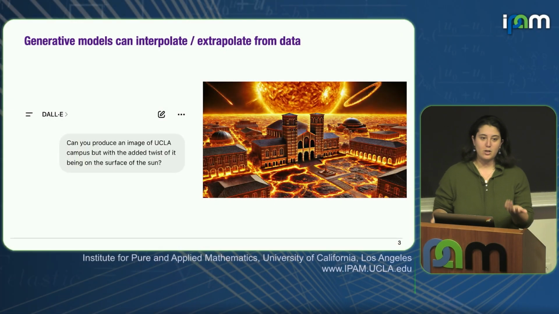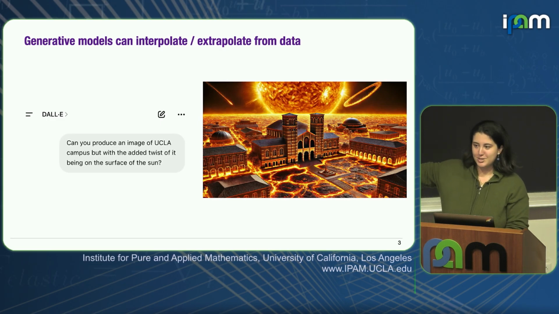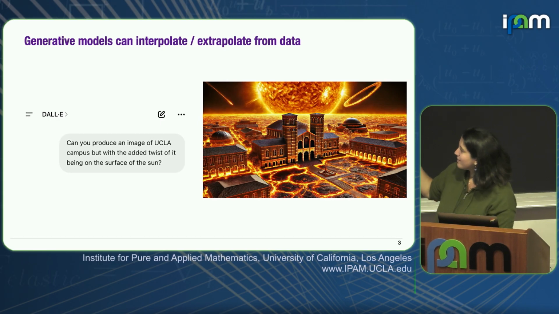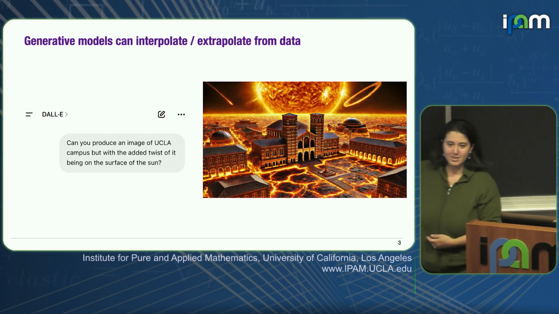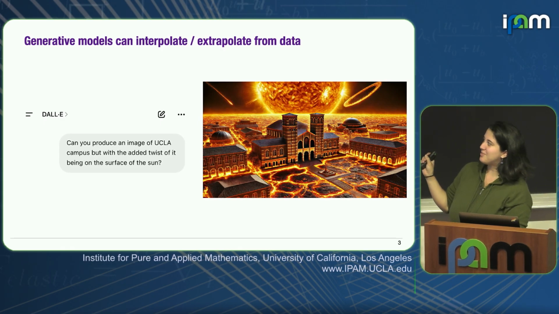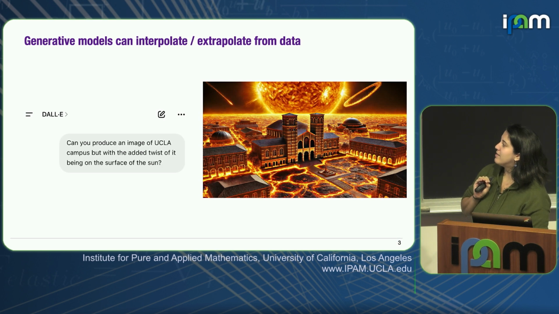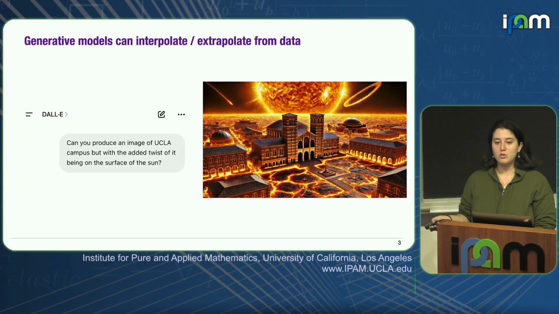I'm going to try to give you an analogy through images. This is just a prompt I gave to DALL-E. I asked it to produce an image of UCLA, which I think is Royce Hall, the one in the middle? I don't know the buildings that well, I just know Royce Hall is the famous one. But I asked it to generate an image where UCLA is on the surface of the sun. It knows what the sun looks like, and it knows what UCLA looks like.